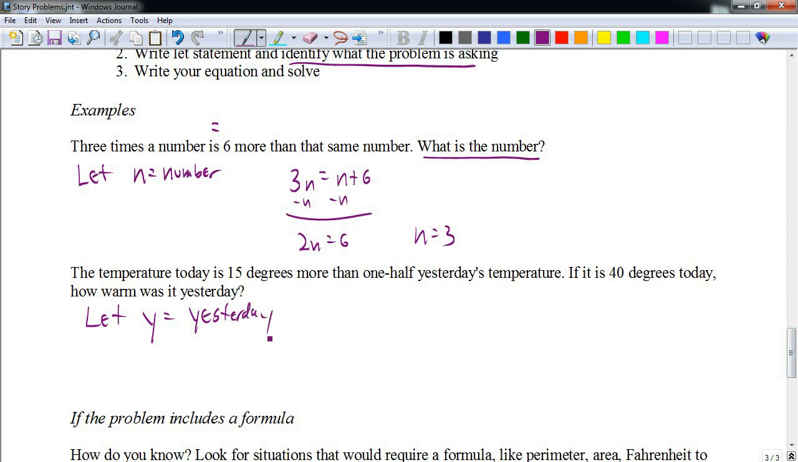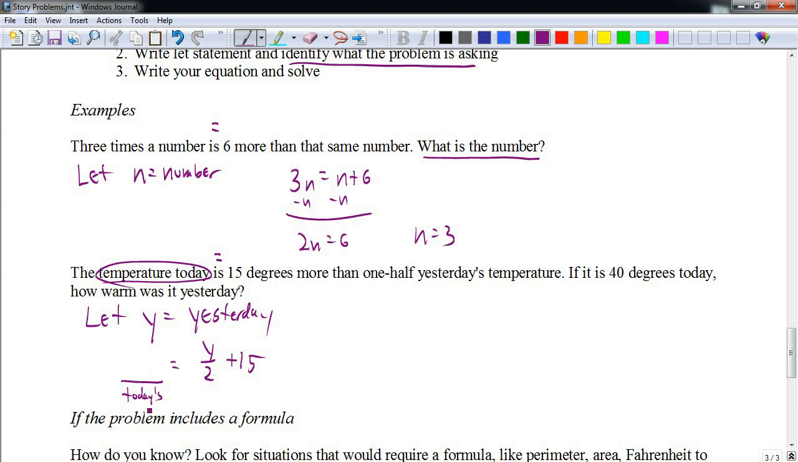Okay. Now, there's a couple of pieces of information scattered around this problem. The temperature today is. Now, this is something that I don't know yet, and I don't have a variable for, so let's just leave it blank. Maybe we can write something in later. So blank is 15 degrees more than 1/2 of yesterday's temperature. So I take yesterday's temperature, and I want half of that plus 15. Okay, I could also write it as y over 2 plus 15. Either way works. Okay, now this blank is today's temperature.